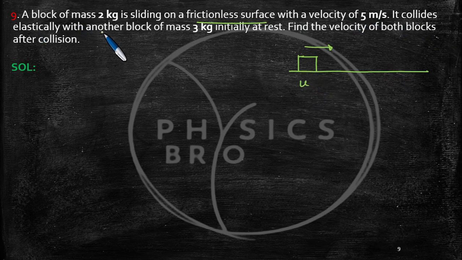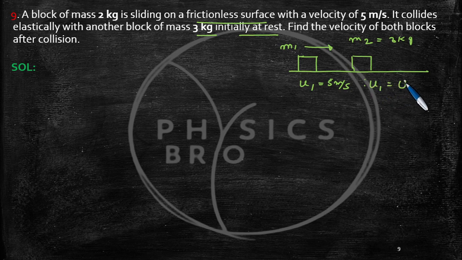It collides elastically with another block of mass 3 kilogram initially at rest. That is, there is another block. Say this is block 1, so mass is m1, and this block has mass m2. The velocity of the first block u1 is 5 meter per second, and the other block is 3 kilogram and initially at rest, that is u2 equals 0. Find the velocity of both blocks after collision.